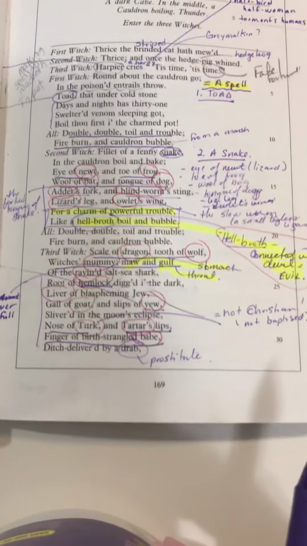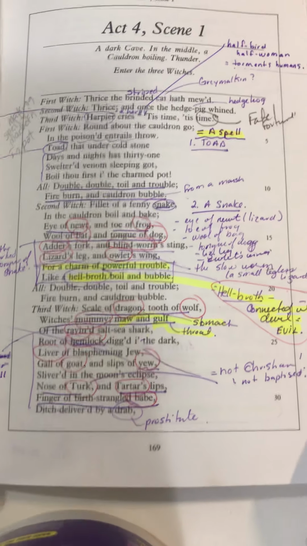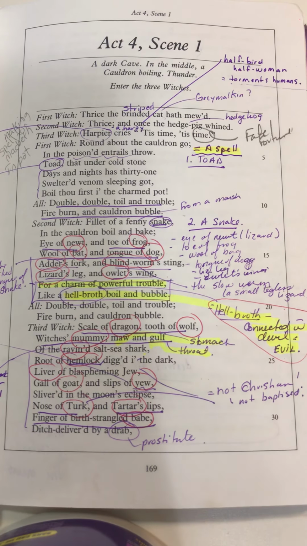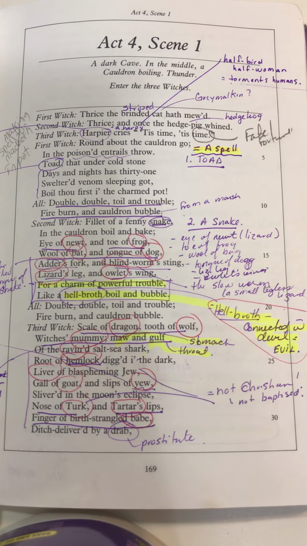Okay, so let's get right into this again. Here, Act 4, Scene 1. We are in a dark cave in the middle, a cauldron is boiling. There is thunder. Enter the three witches. So the three witches here are going to actually be joined by Hecate.